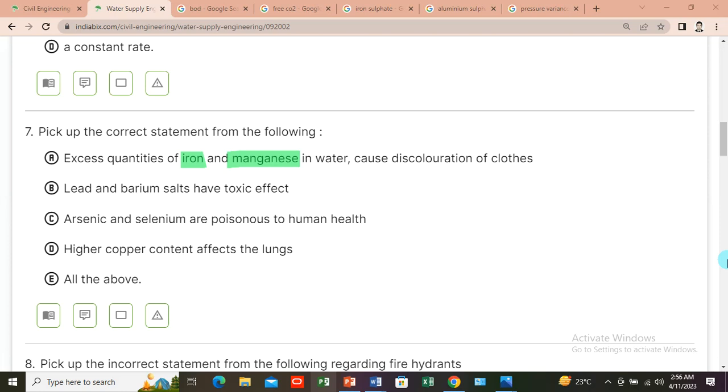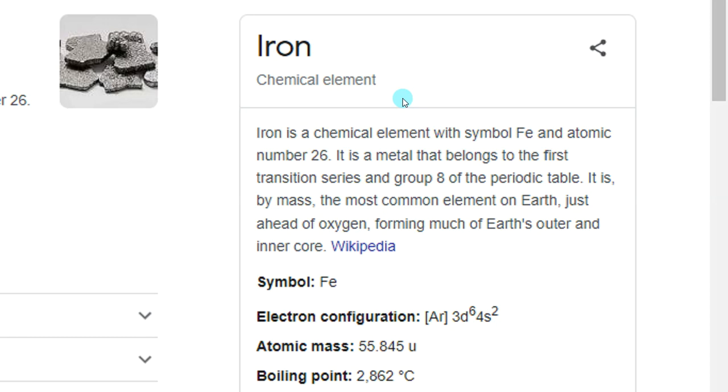Let us discuss quickly iron. Iron is a chemical element with symbol Fe and atomic number 26. It is a metal that belongs to the first transition series in group 8 of the periodic table. It is by mass the most common element on Earth, just ahead of oxygen, forming much of Earth's outer and inner core. It's really in abundance right after oxygen.